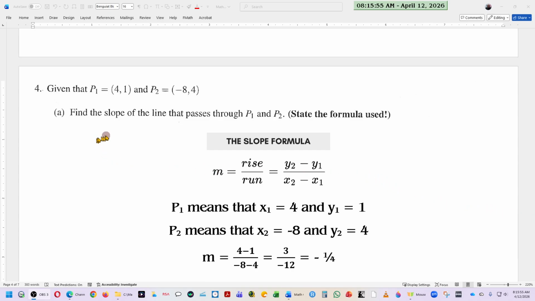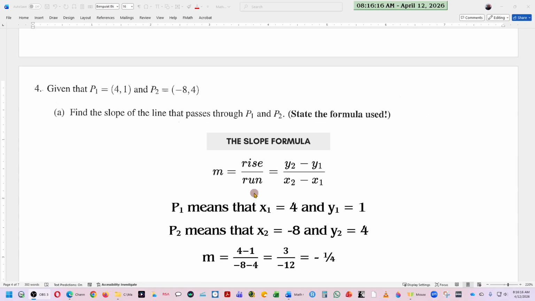Okay, we're finding the slope of a line. The easiest way to find it is to just use the formula. It says state the formula used, so that means you have to memorize this formula. And M stands for slope, which means rise over run.